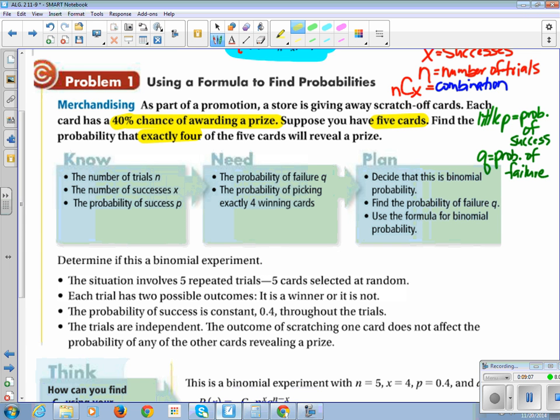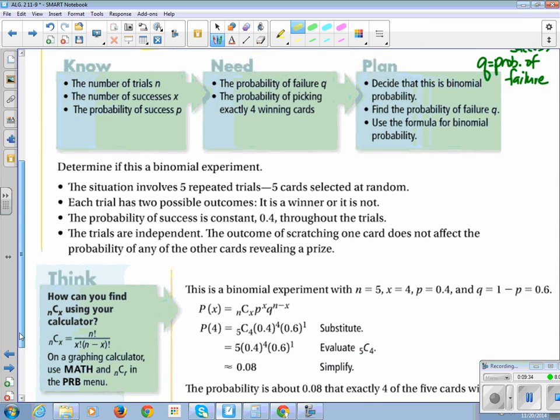So what do we know? We know the number of trials, we know the number of successes, and we know the probability of success P. We need to know the probability of failure and the probability of picking exactly 4 winning cards. So we need to figure out, can we use binomial probability? We need to get the probability of our failure, and we need to use the binomial probability formula.